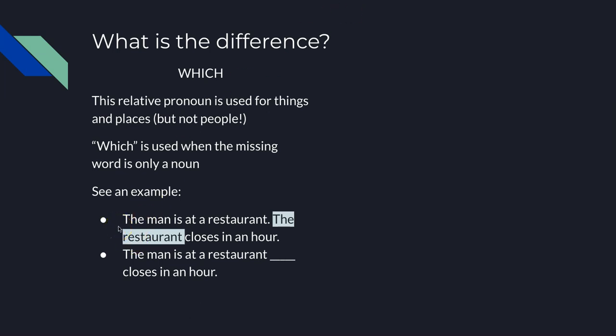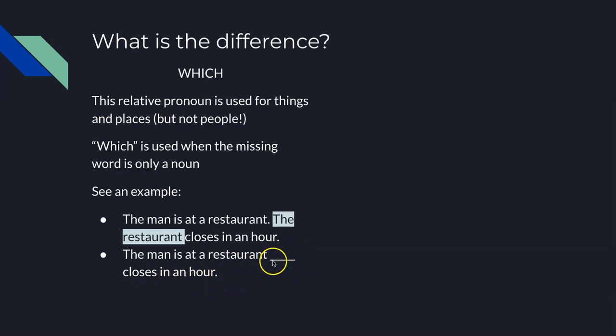In this example, we have two sentences. The man is at a restaurant. The restaurant closes in an hour. Between these two clauses, what is the same? Restaurant is the same. So I can use this point here to connect my two clauses, making my second one an adjective clause, looking like this. The man is at a restaurant, closes in an hour.